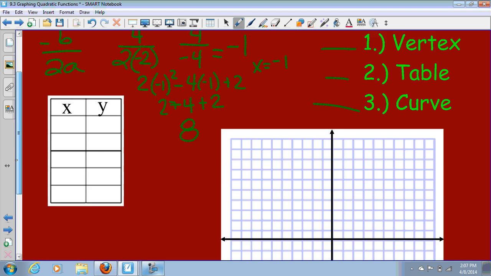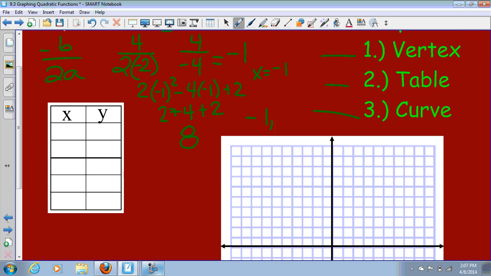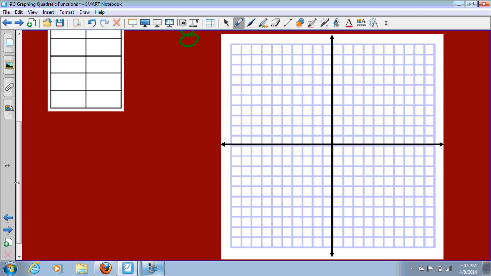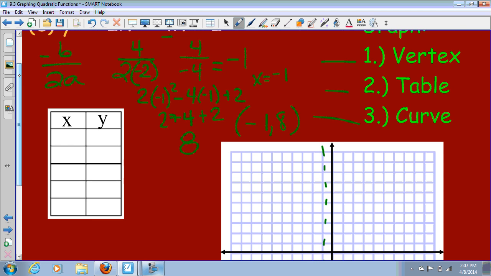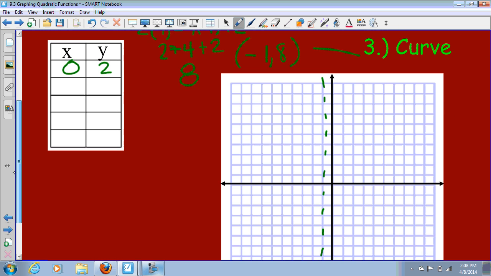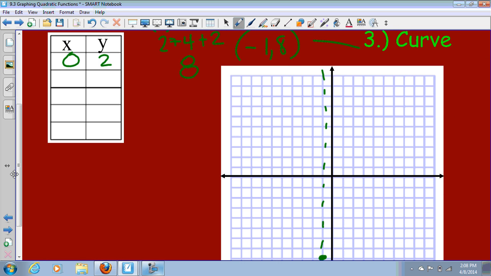So I have my vertex: negative 1, comma 8. So negative 1, 1, 2, 3, 4, 5, 6, 7, 8. My axis of symmetry is also negative 1. And I can start making my table. What do I always like to use? 0. So all of this is going to be 0 plus 2 is 2. So 0, 2.